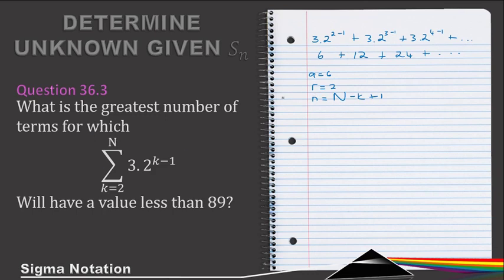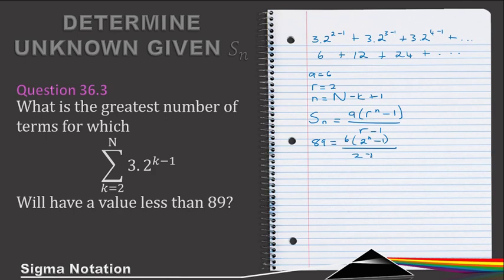Okay, so now to get the sum of a geometric series, what's the formula? The formula is Sn equals a times r to the power of n minus 1, over r minus 1. Okay, and we have a and r. We just need to solve for n. We also have Sn. So I'm going to substitute in 89 equal to, so a is 6, and then r is 2, to the power of n minus 1, over r, which is 2, minus 1.